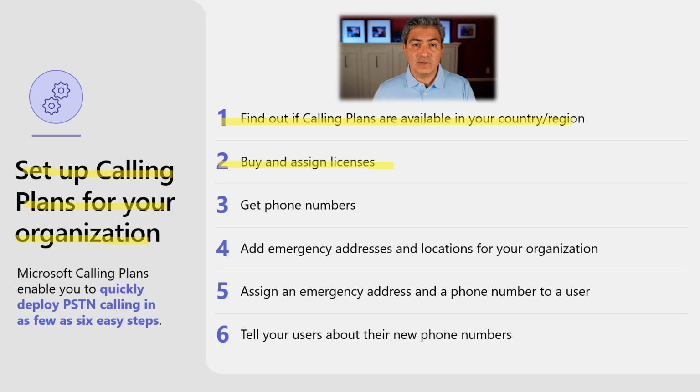Buy and assign the licenses. Make sure that your users have the right license for Teams Phone and get them a calling plan or some other PSTN option. And then once you get those phone numbers that actually show up in your tenant, then you want to add an emergency address and locations for your organization because we need to know where to send the ambulance, the fire truck, the police when someone calls 911, right? So put their address in the tenant and then assign an emergency address and a phone number to the user, and then you're done.